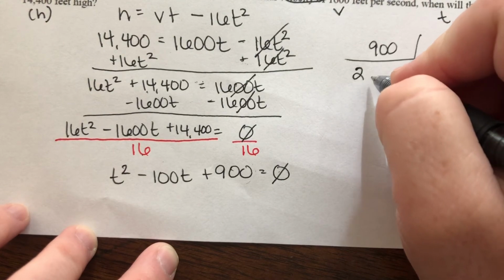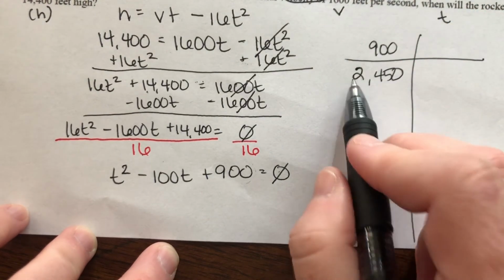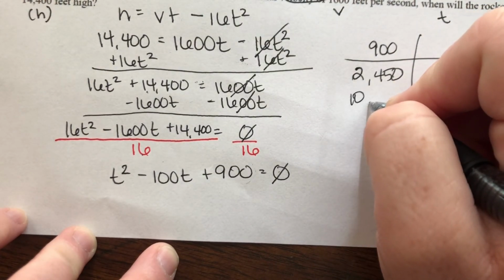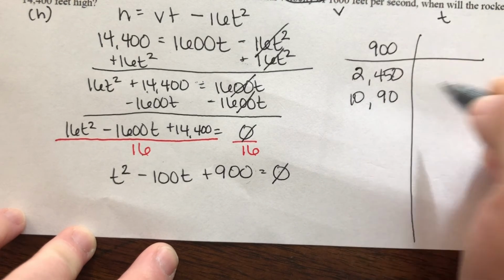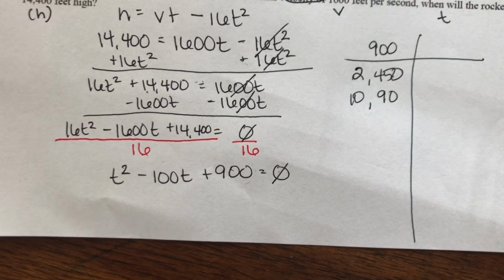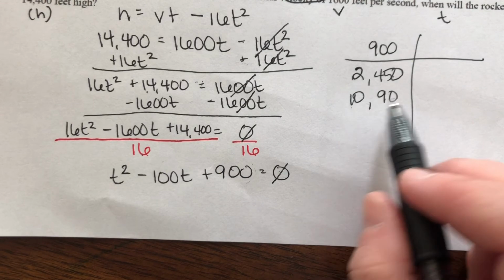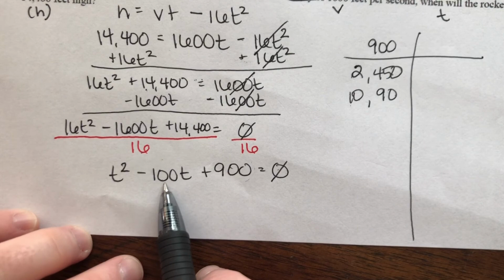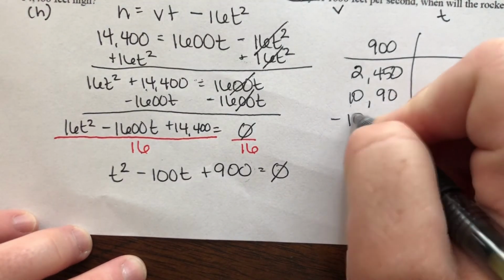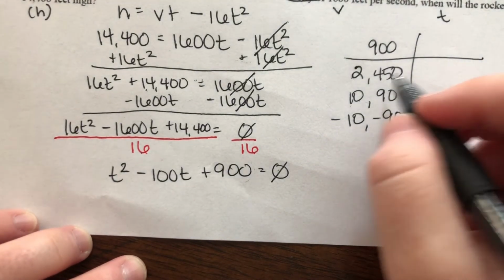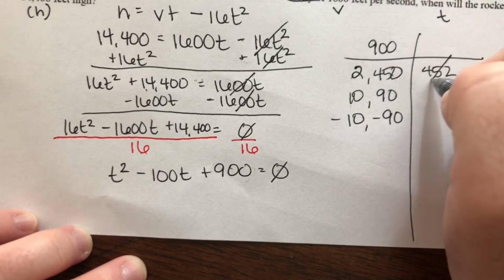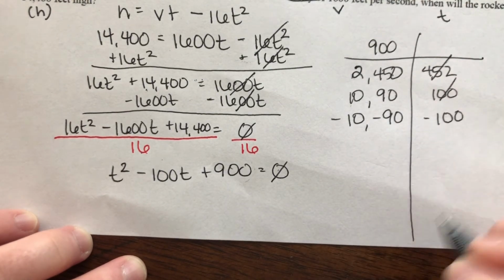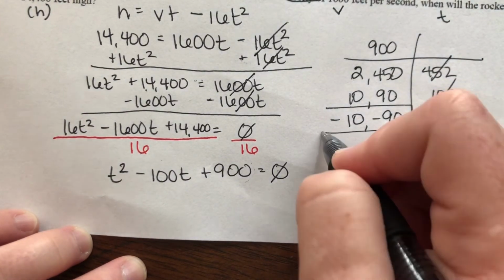So what about 2 and 450? When I add those, do I get 100? No. What about 10 and 90? When I add those together, do I get 100? Yeah, I do actually. 10 times 90 is 900. 10 plus 90 is 100. But I don't have positive 100. I have negative. So I have to make them both negative, right? When I add these together, I got 452. That didn't work. These together was 100. That didn't work. These together is negative 100. So that works. So these are my two terms.